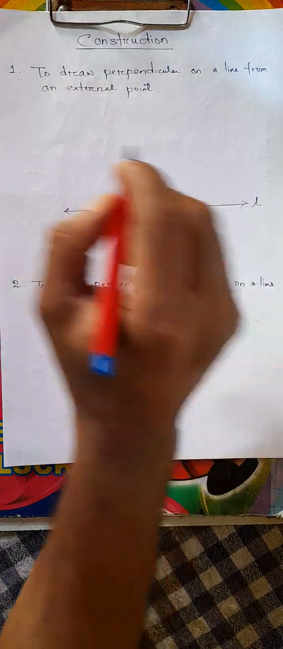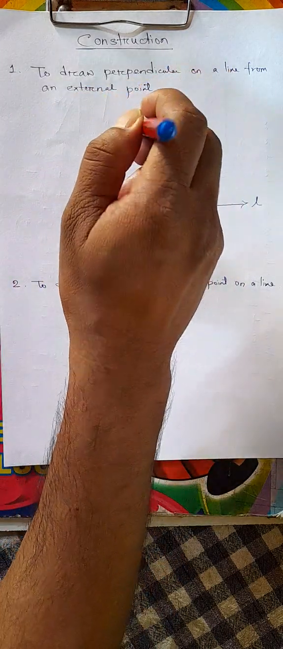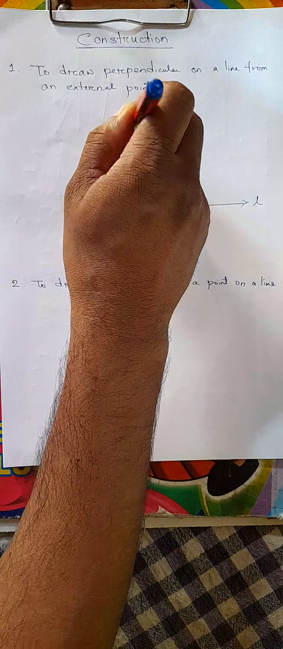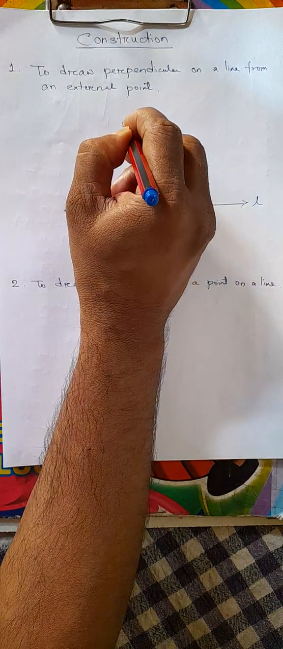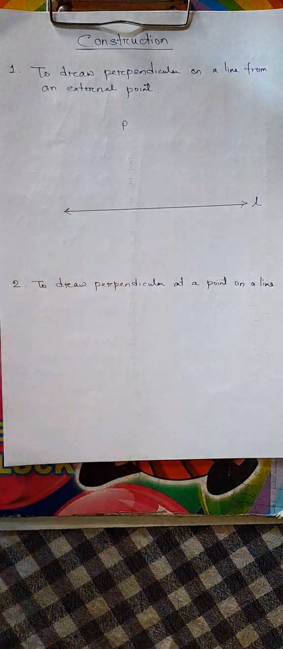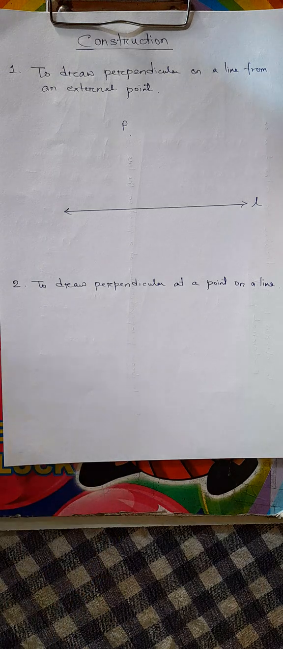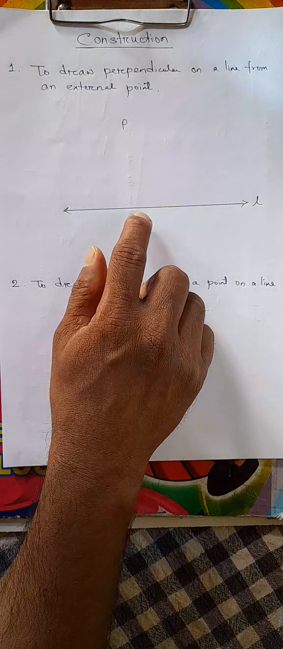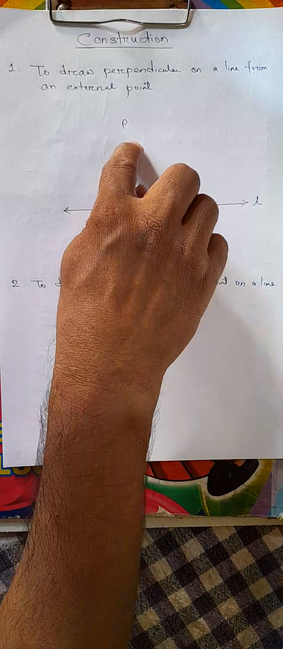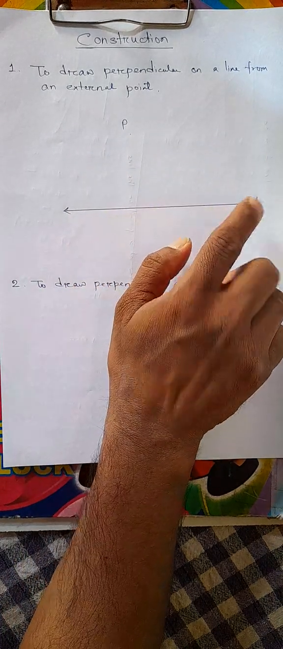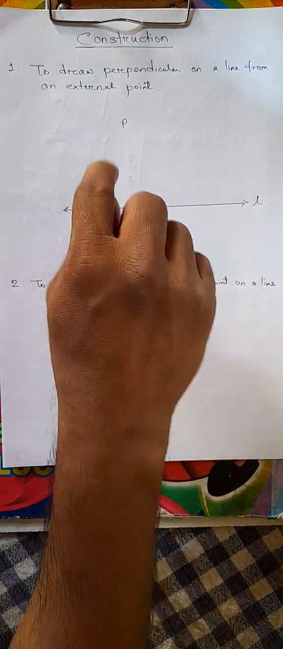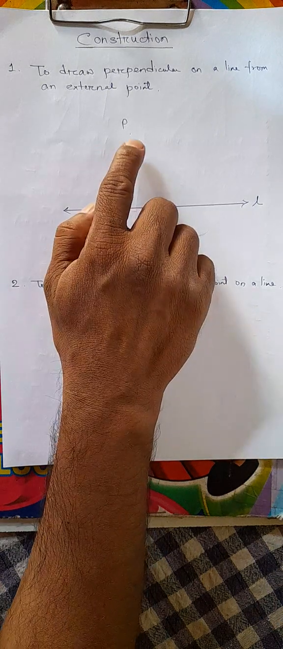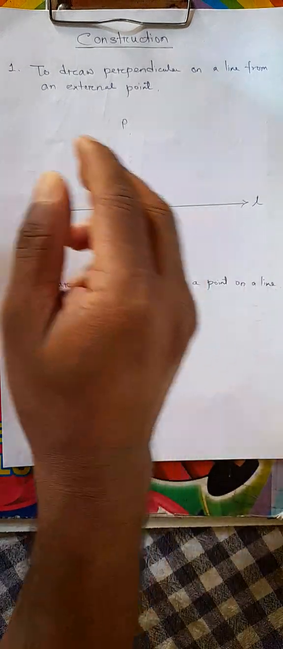Now imagine an external point of this line. Say this is one point P, suppose. Now from P we will try to draw a perpendicular on this line. P is an external point for the line L. Now we will draw a line which is perpendicular from P to L.